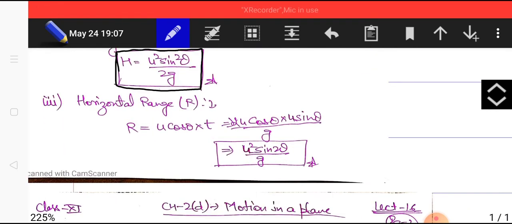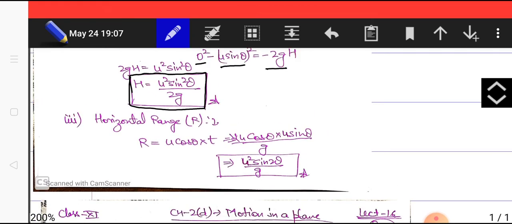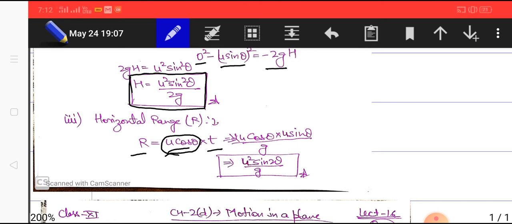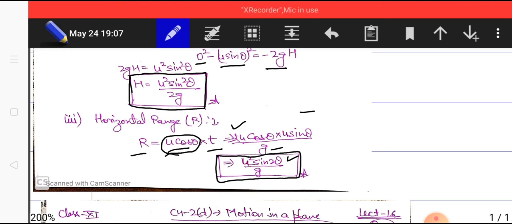Next is horizontal range. As you were observing, in vertical motion we applied the equations of motion because vertical motion is non-uniform motion, but horizontal motion is uniform motion. So we will apply the simple formula: distance is equal to speed into time. We know that horizontal speed is u cos theta and it will remain constant, and the time of flight we just calculated is 2u sin theta by g. Putting the values in this equation and applying the formula 2 sin theta cos theta is equal to sin 2 theta, the range came out to be u square sin 2 theta by g.